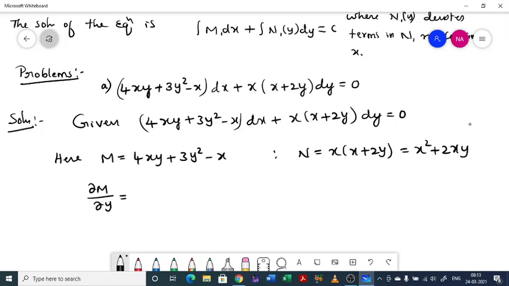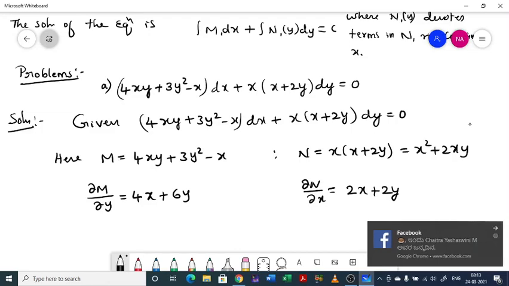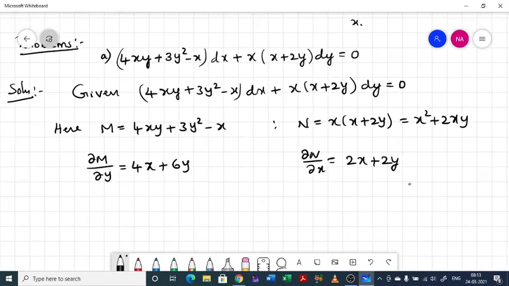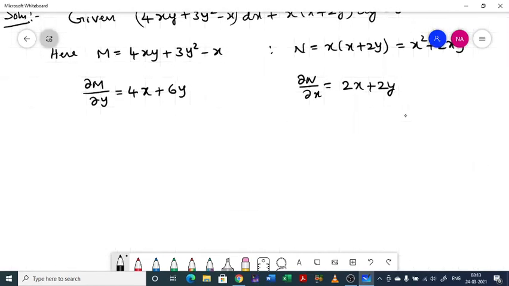Now ∂M/∂y. Differentiating this with respect to y partially, it will be 4x + 6y. Coming to ∂N/∂x, differentiating this with respect to x partially, it will be 2x + 2y. Now we have ∂M/∂y not equal to ∂N/∂x, so that is obvious.